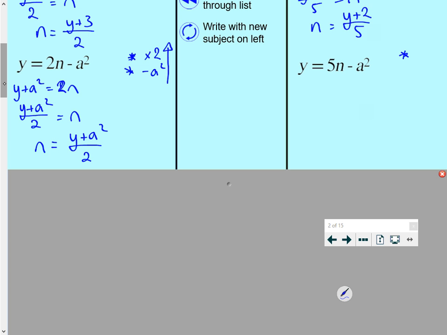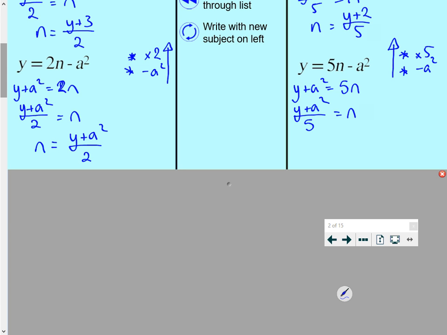So here, if I'm subbing in for n, I would be timesing by 5, and then I'd be taking away a squared. So to unpick that take away an a squared, I'm going to have to add the a squared to both sides, and then I'm going to have to divide by the 5.